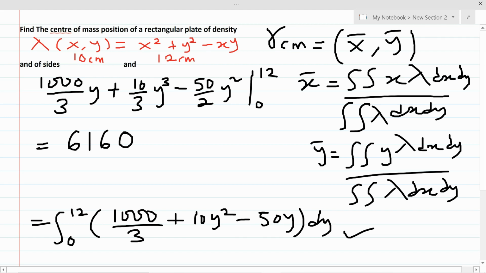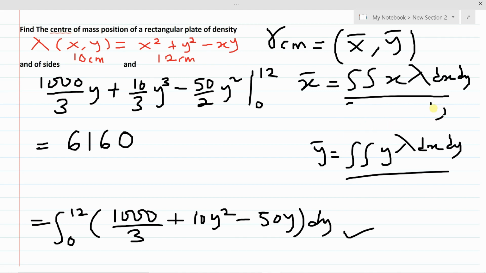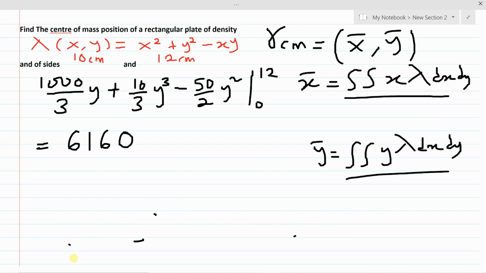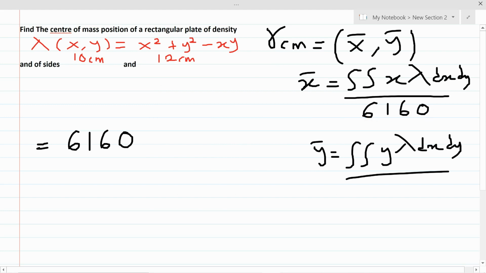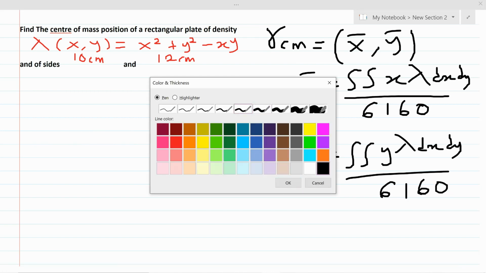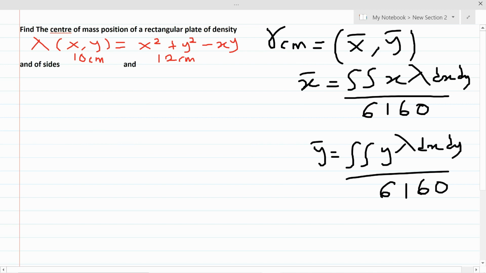So let's clean everything at the bottom of this y bar and x bar and put 6160 there. So we know that the double integral of lambda dx dy is actually 6160, and that is our total mass. So let's put our total mass here, which is 6160. Now let's integrate the numerator of the x bar.